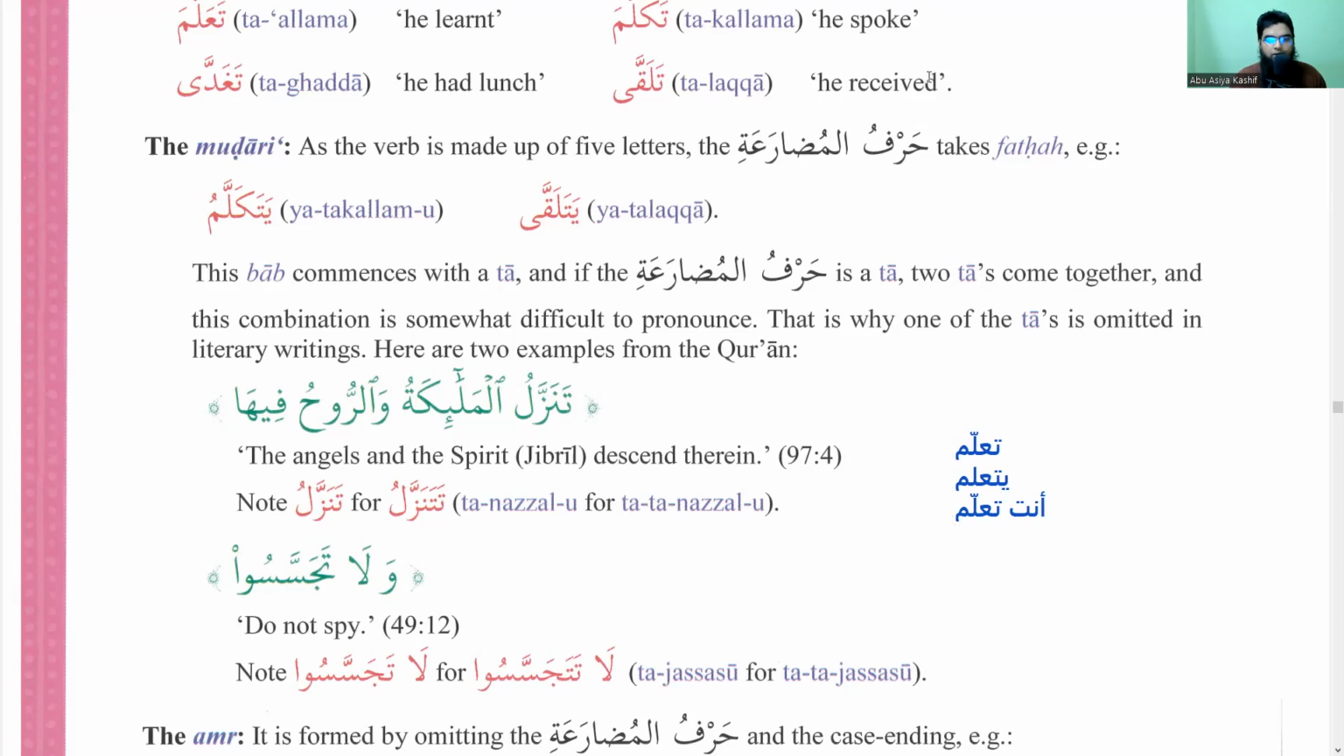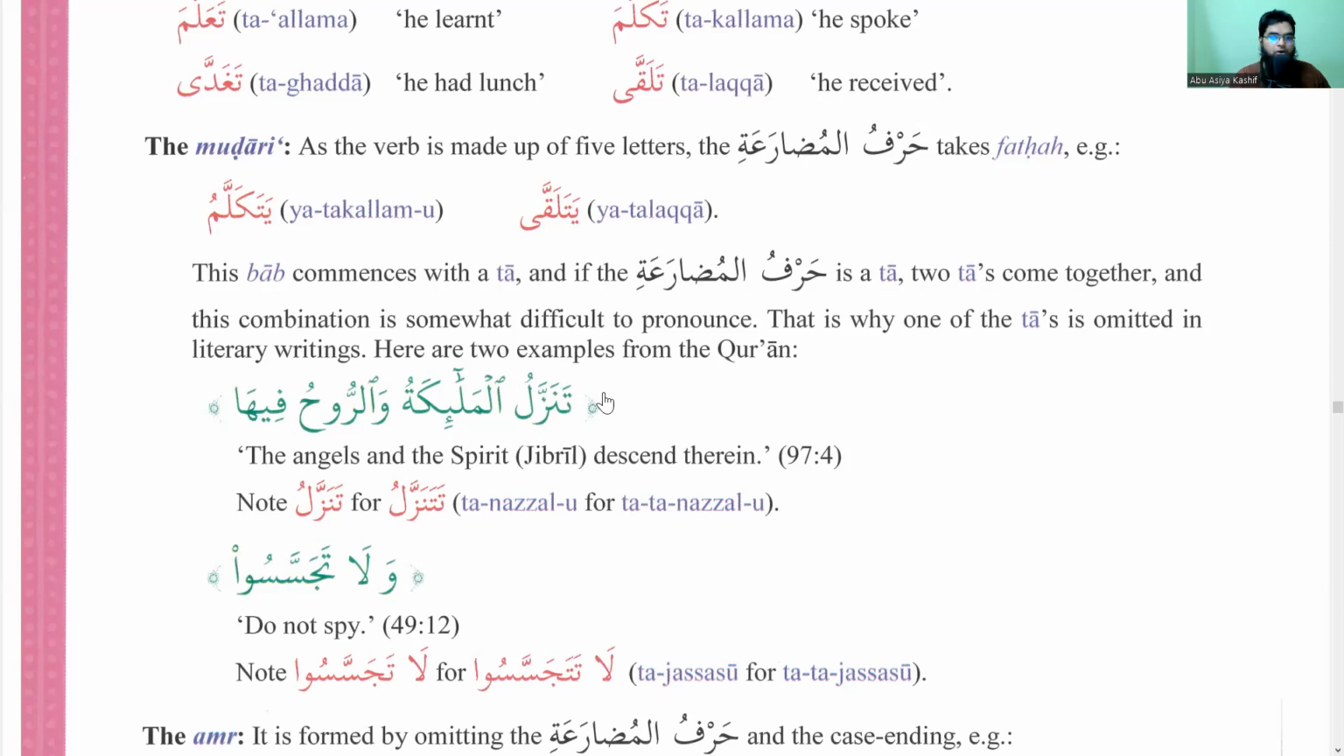And it's very common in the Quran also. That is because two tas are coming, they don't like two tas. So it's an option. It's not compulsory. That is why one of the tas is omitted in literary writings. Because previously also the Quran was to be written and all that. One of the tas is omitted, right? Because if you keep writing two tas, it'll take a lot of space and all that.